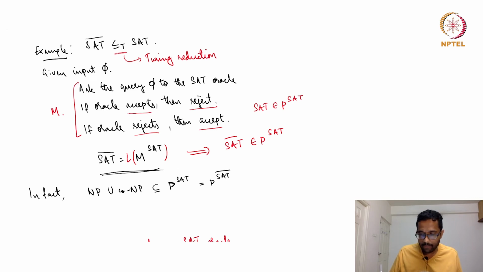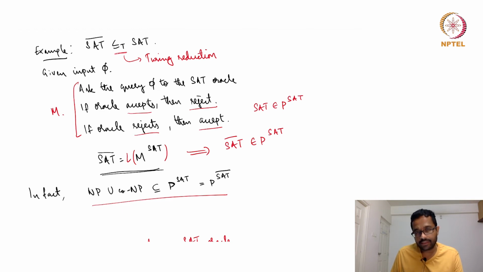So SAT is an NP complete language and SAT complement is a co-NP complete language. Both of them are contained in P superscript SAT, which means that the entire class NP is contained in P superscript SAT, P with access to a SAT oracle, because SAT is contained in P superscript SAT. Right? Because you could take any NP instance, reduce it to a SAT instance and then ask the oracle. And co-NP, likewise, you can reduce it to a SAT complement instance, and even that has been shown to be in P superscript SAT. So both NP and co-NP are in P with access to a SAT oracle.